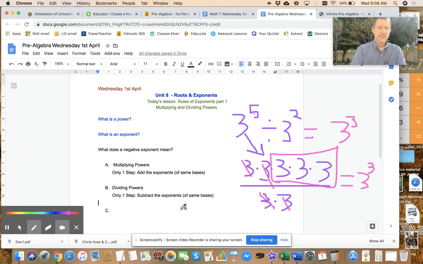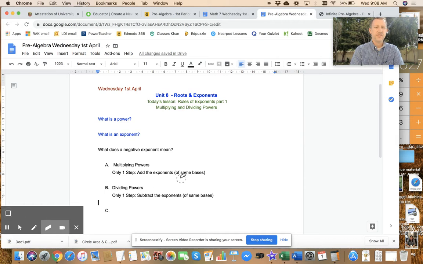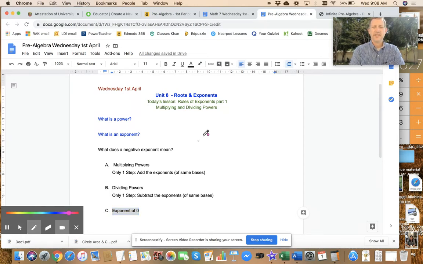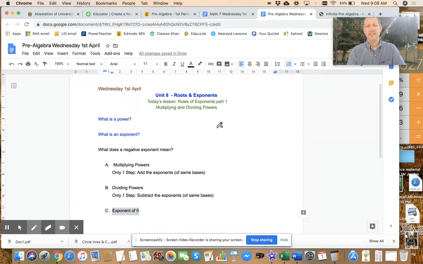Okay, last little thing I want to talk about with you is, what if you have an exponent of 0? What does that mean? Let me put my mouse key on. What if I have an exponent of 0? What does that mean? So go ahead and write this down. Anything to the 0 power, let's try 3 again. 3 to the 0 power equals 1.